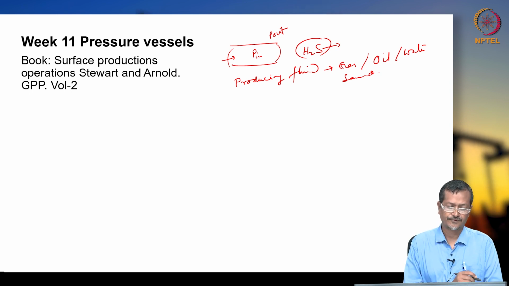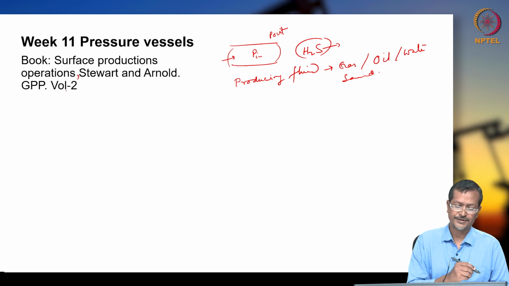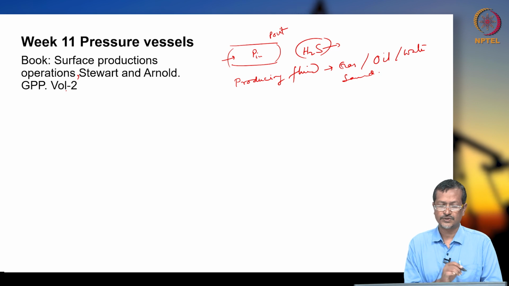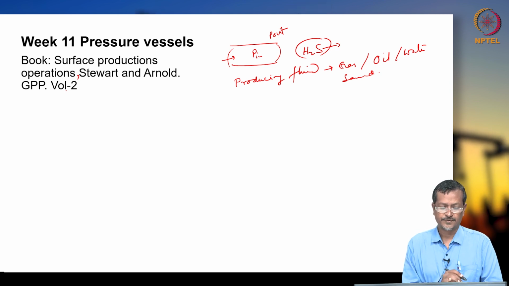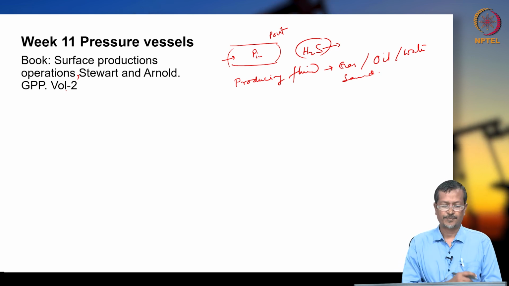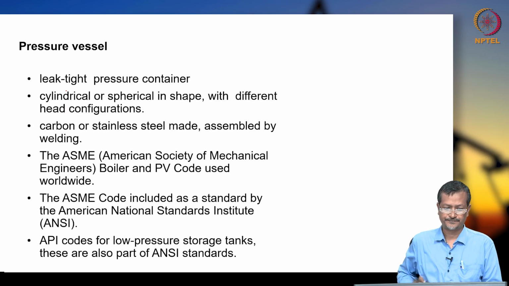And this lecture is taken from the surface production operation book written by Stewart and Arnold. The maximum portion of this whole course I am taking from Surface Production Operation volume 1 and volume 2. So this portion is taken from volume 2. The chapter number is 12 for this section of the course.